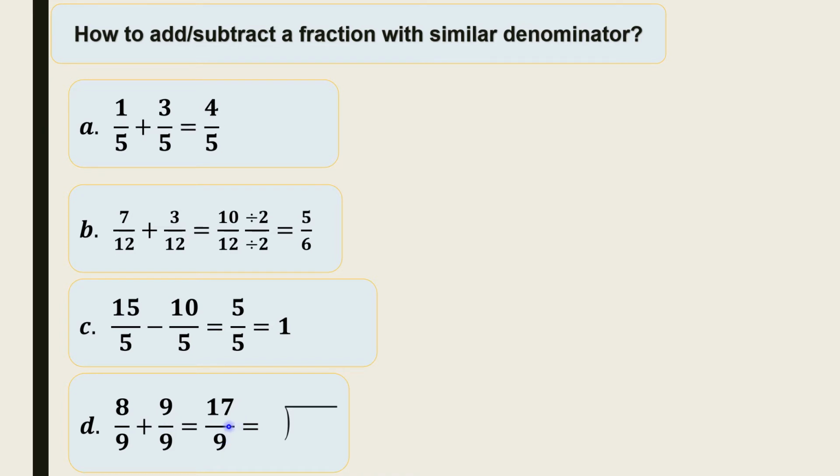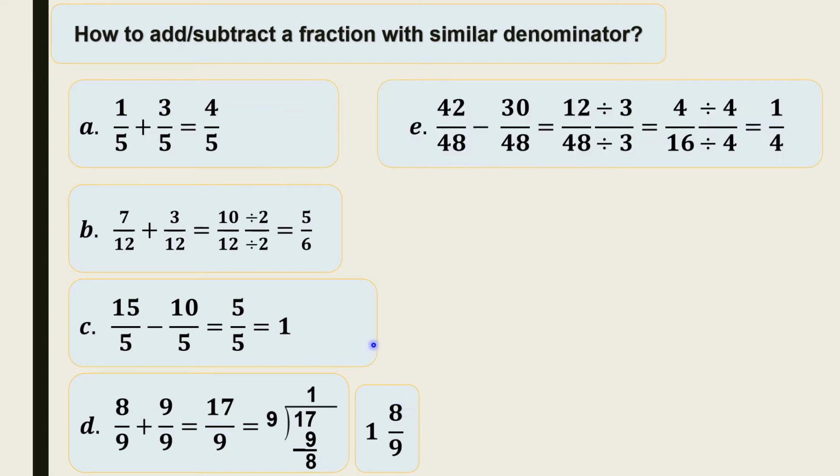We all know if the fraction is improper, we need to change it into a mixed number. So we must divide the numerator by its denominator. After you divide it, you change it into a mixed number. You write first the 1, and then the remainder is the new numerator, and the denominator stays as is, the 9.